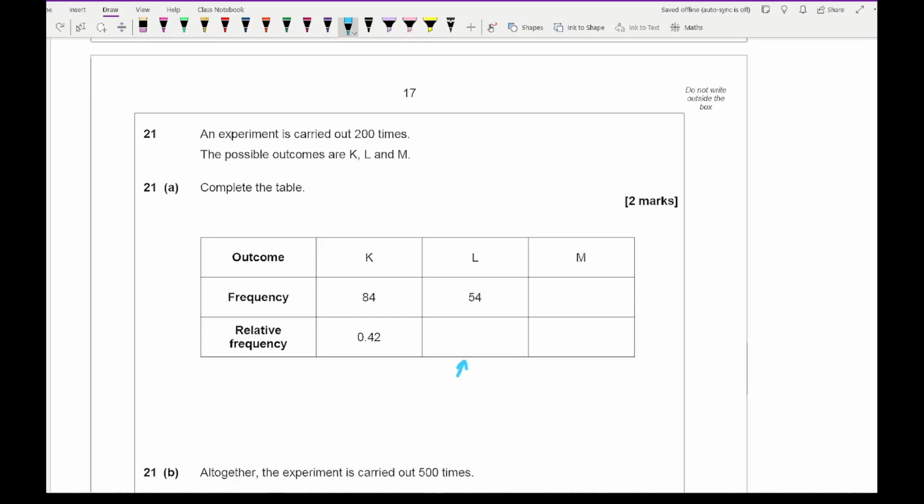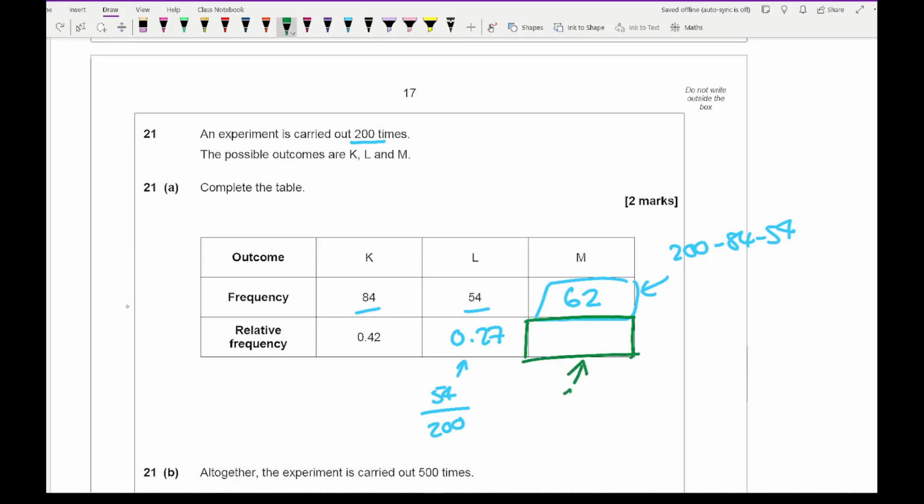So for this block here, we need to do 54 divided by 200, and that gives me an answer of 0.27. Then for this number here, what I've got to do is 200 minus 84 minus 54, because I just need to work out how many times M occurred. There's a total of 200, 84 were K, 54 were L. So M is going to be 62. And to work out the relative frequency for M, I do 62 divided by 200, which gives me an answer of 0.31.